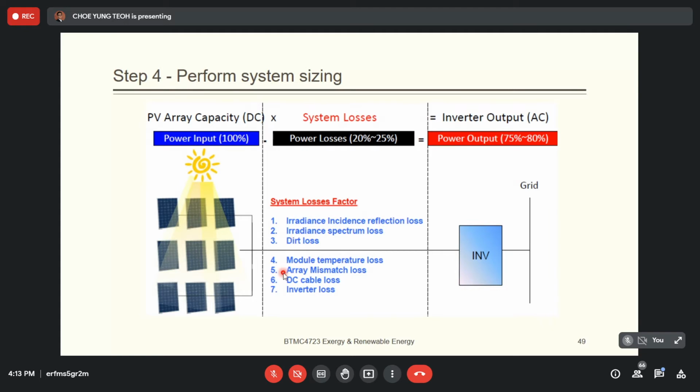But in other countries, which maybe have a cooler climate, then you have to reconsider the value. Maybe they have a different problem over here. For example, module temperature loss may be much lower.